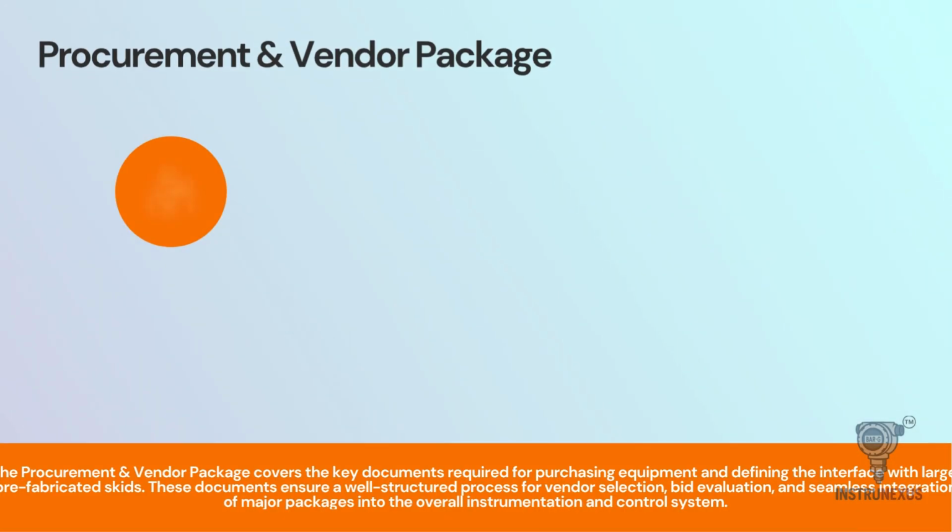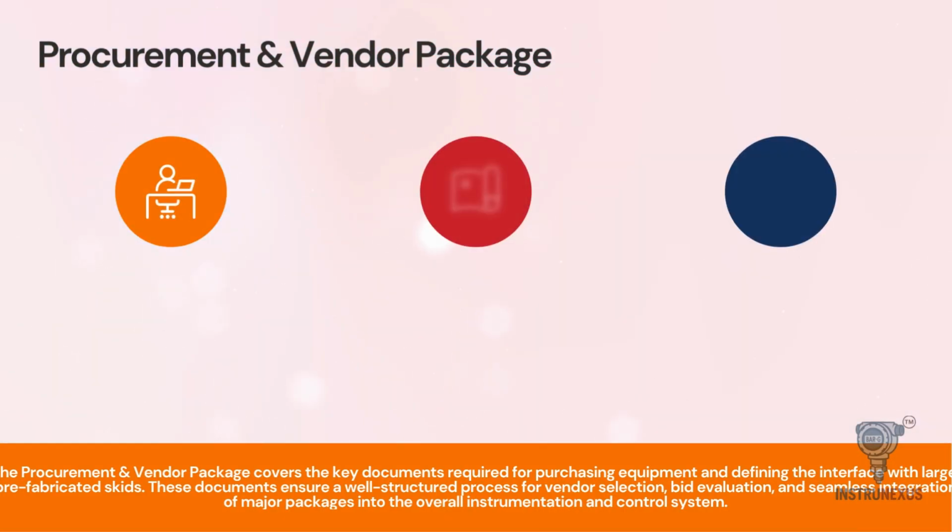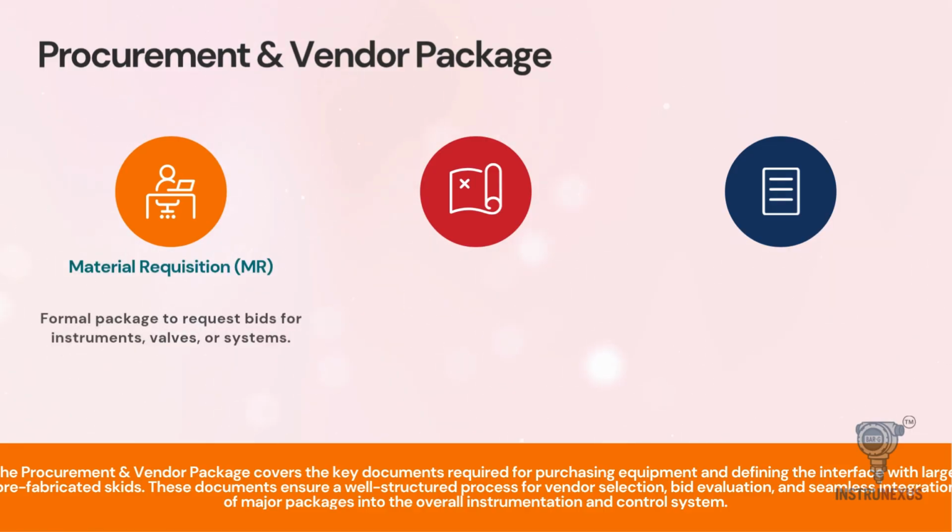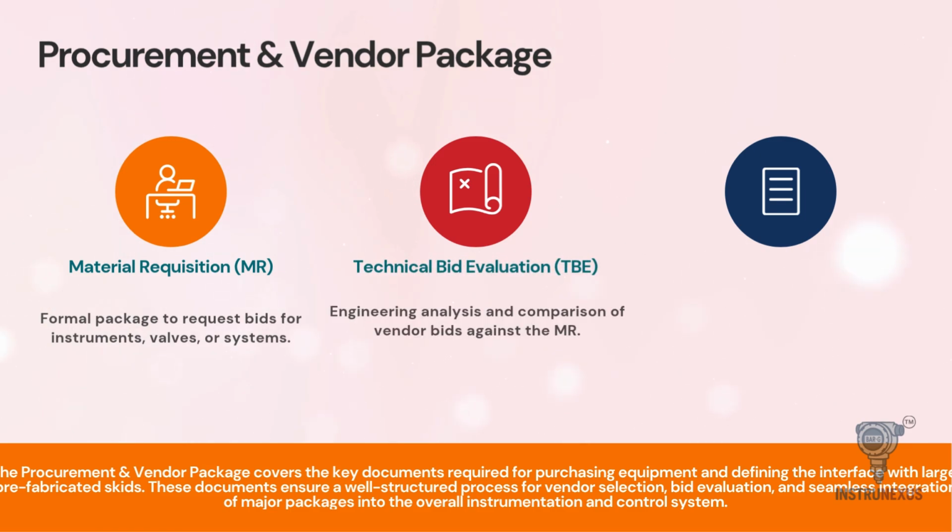Once the design is on paper, we have to buy the equipment. This is the procurement and vendor package phase. It starts with the material requisition, MR. This is the formal package sent to vendors to request bids for instruments or valves. Once bids are received, engineers perform a technical bid evaluation, TBE, to compare the vendor offers against the technical requirements.